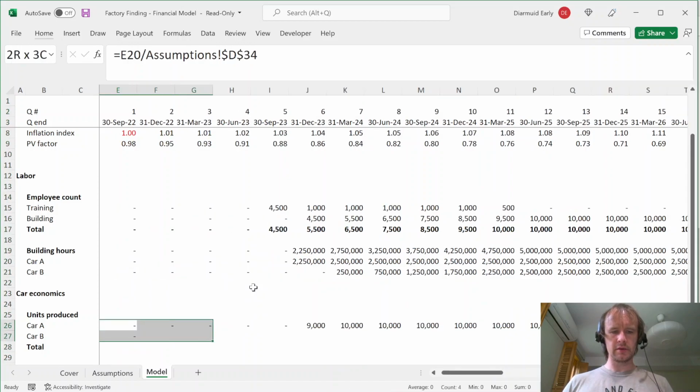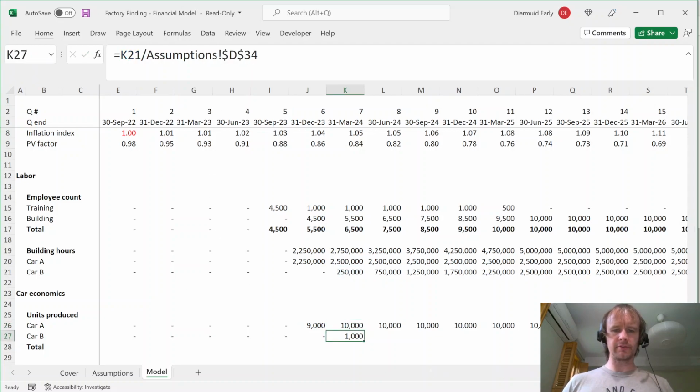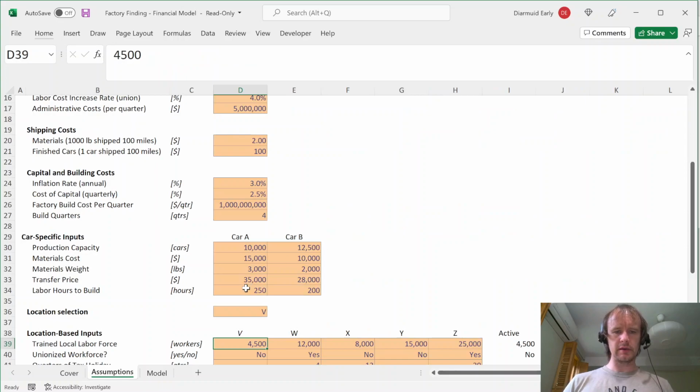And then car B, let's see, did I do that formula right? I did not do it in a way that I can copy down, so let's fix that. What am I pointing at? Yeah, so this is locked in. So this is actually dividing by the number of hours to build an A car, but I want it to be divided by the number of hours to build a B car.